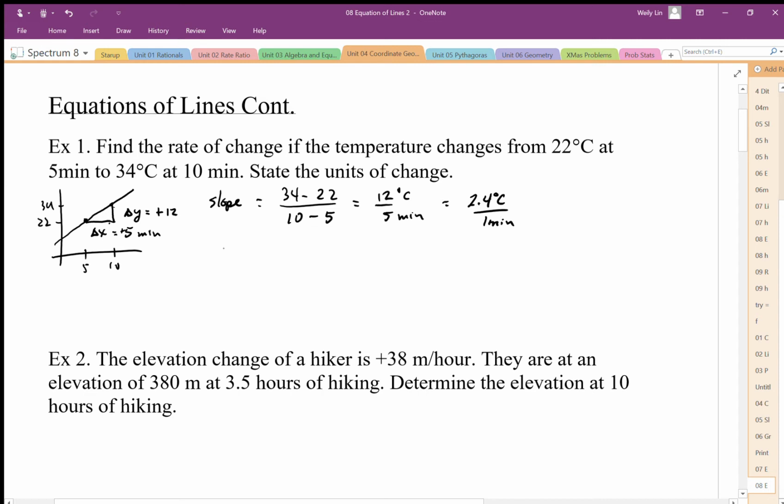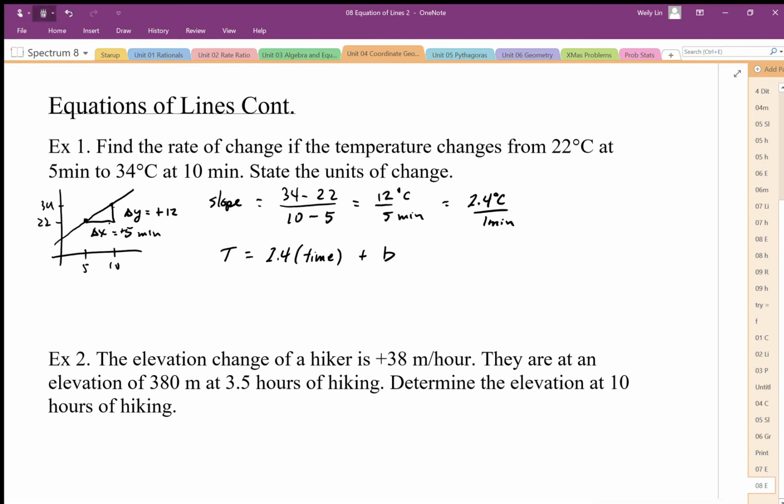So I'm going to write my equation. The temperature is equal to 2.4 times the time plus some constant we're going to call B, or starting position. So to calculate the starting position, we can use a property that any coordinate pair of degrees Celsius and minutes should fit into this equation. Make sure you put it in the right way.